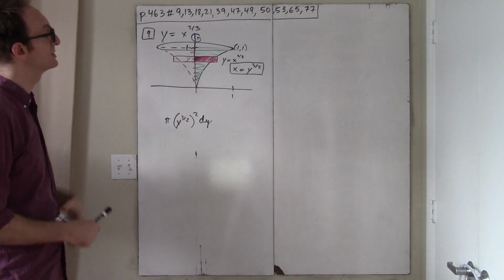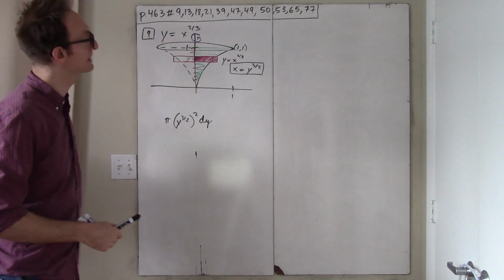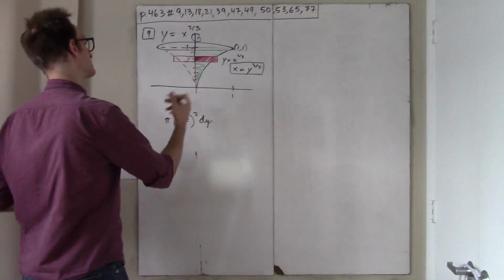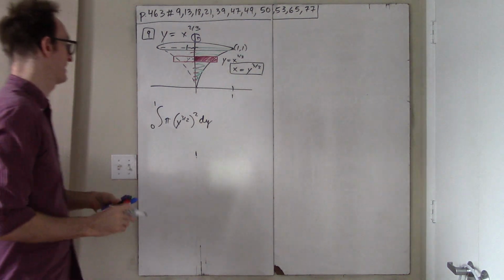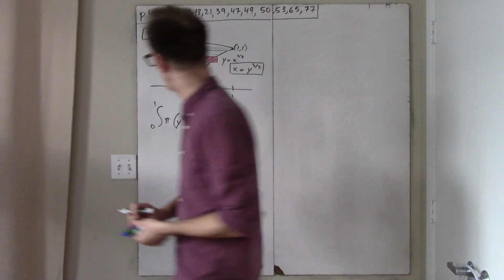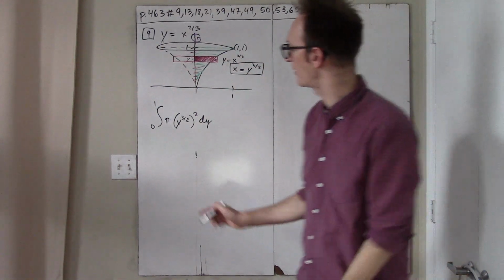And then what I need to do is add up the volumes of all those infinitely thin cylinders, and that's what integration can do. So we integrate up the y-axis from 0 to 1, and that's it. Okay, so that was the hard part, I think, is all the understanding.